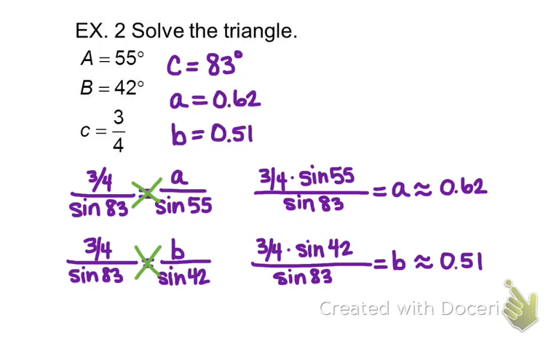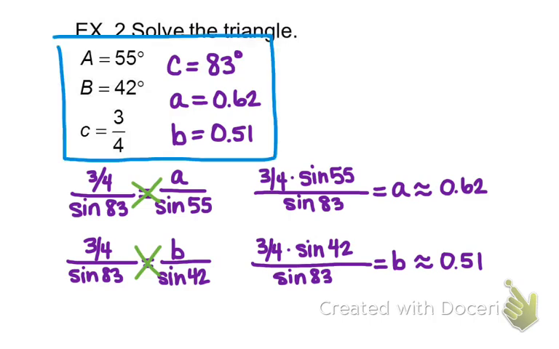And again, make sure that your numbers match up. Angle C is the biggest angle, so side C is the biggest side. Angle B is the smallest angle, and side B is the smallest side. And our numbers are pretty similar to each other for sides.